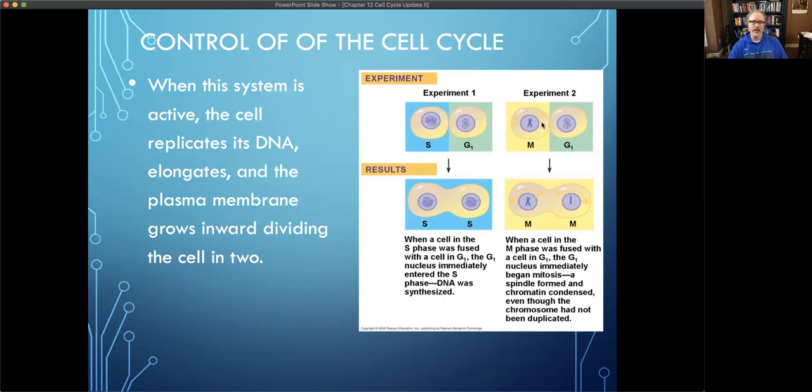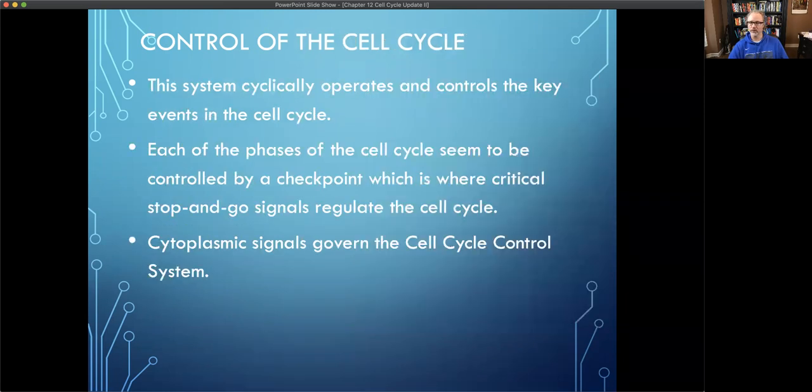If they had a cell that was going through mitosis, it didn't matter what the other cell was that they fused it with, that cell would begin dividing itself as well. So in other words, this G1 cell hasn't replicated its DNA, it shouldn't divide, but when you fuse it with an M cell, you can get it to divide. And of course, that's going to be an abnormal cell. So that was a little bit puzzling. And what they tried to figure out was why this was happening. What was causing this?